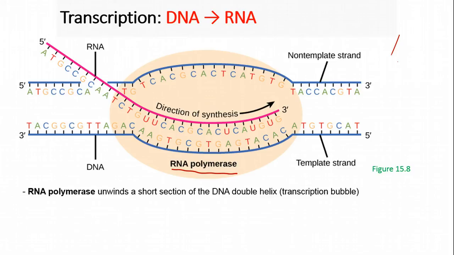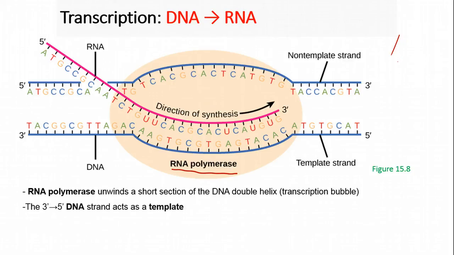So RNA polymerase unwinds a short section of our DNA double helix. Again, it's just going to unwind a short section because there are a lot of hydrogen bonds here and it takes energy to break those bonds. We might as well just only break a little bit at a time. So it unwinds our double helix into two separate strands of DNA.